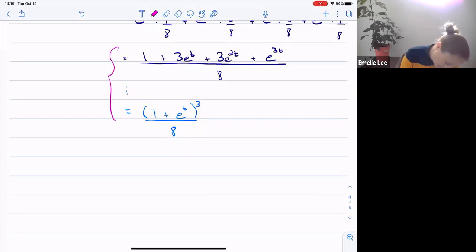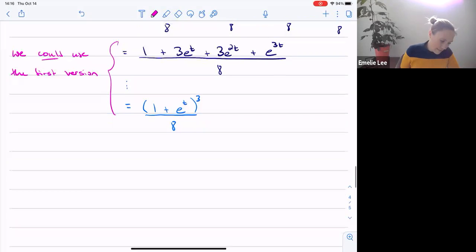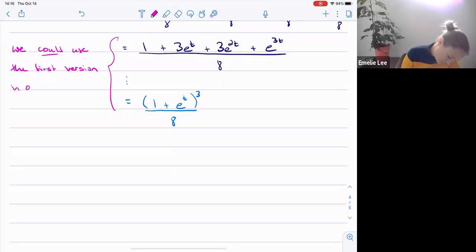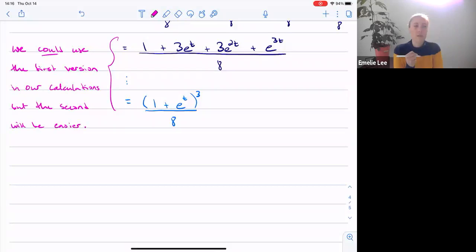So here, we could use the first version in our calculations, but the second will be easier. Right. And so I only mention that so that you don't feel this panic of, oh, that wasn't obvious to me. It's not obvious. Right. But you can use software and it'll help you kind of get there.